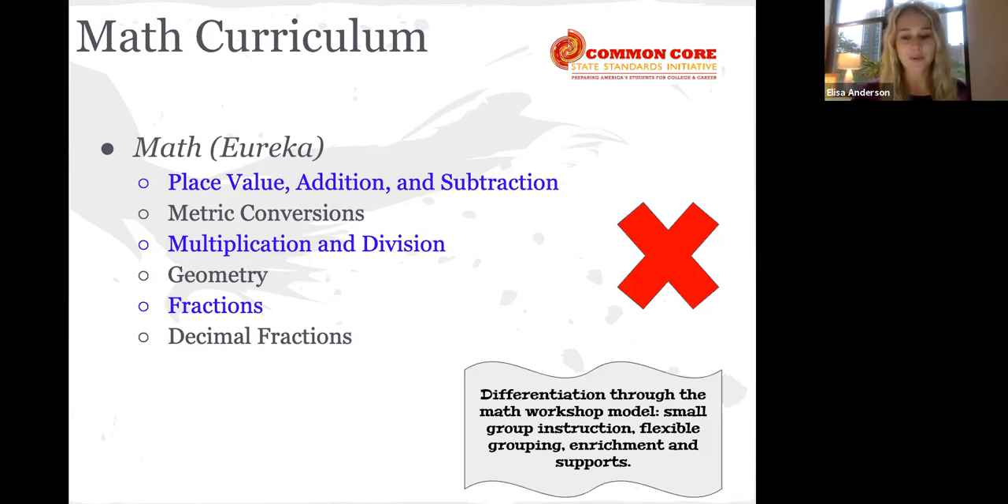Mr. McCauley and I both do a workshop model, meaning we teach in small group instruction. So your child will be pulled into breakout rooms. It's better for Mr. McCauley and me to really hone in on some skills and really help your child. So enrichment is also involved in there as well.